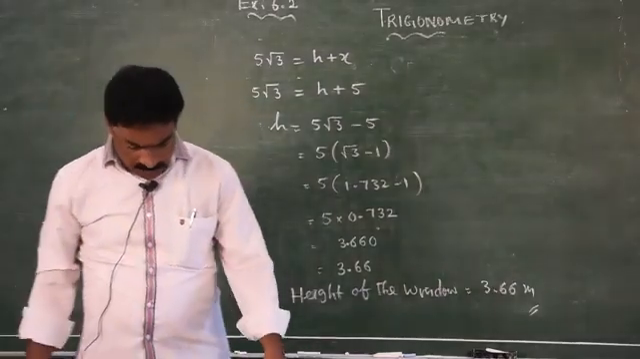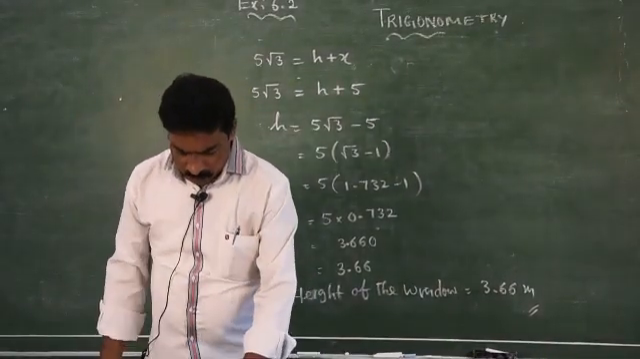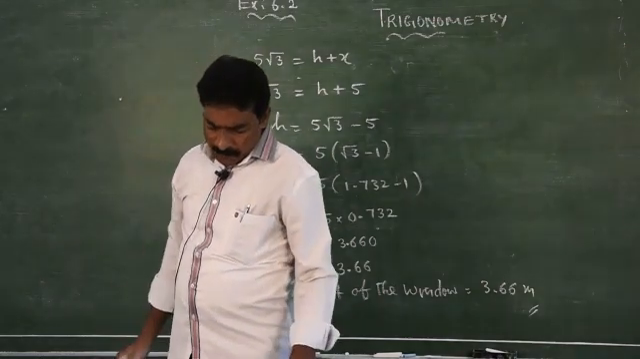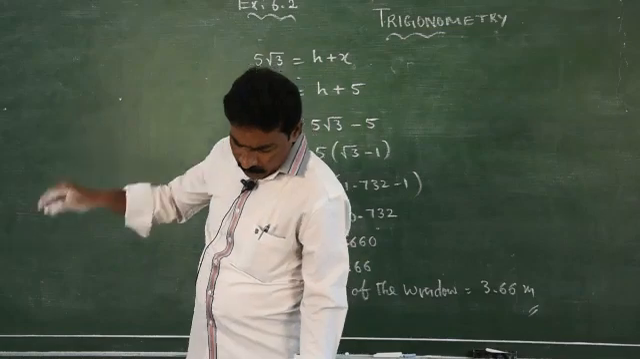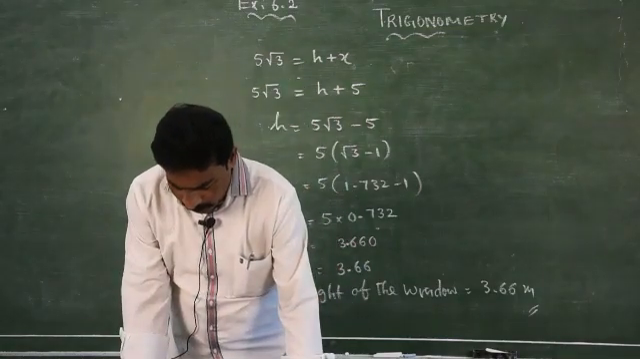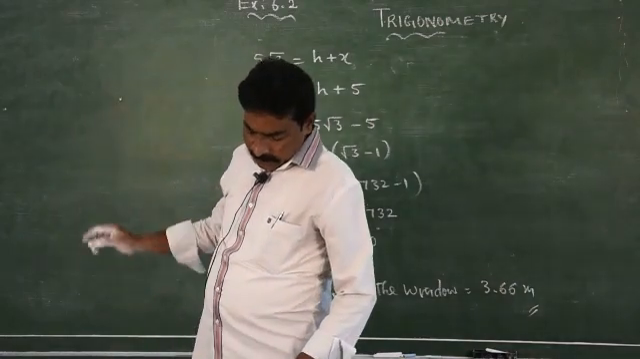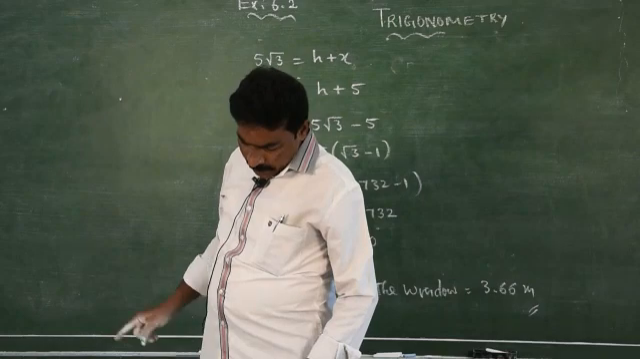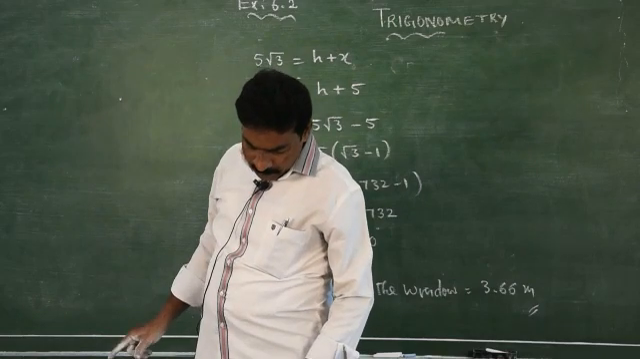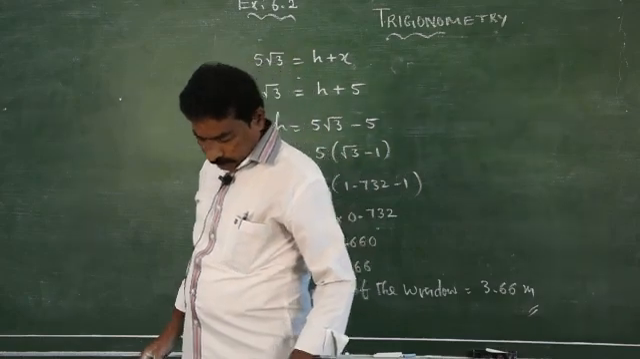The fourth question. A statue 1.6 meter tall stands on the top of a pedestal. From a point on the ground, the angle of elevation of the top of the statue is 60 degrees. From the same point, the angle of elevation of the top of the pedestal is 40 degrees. Find the height of the pedestal.